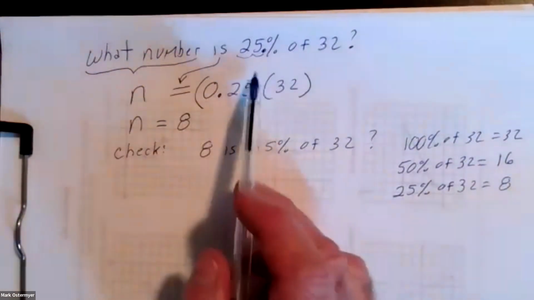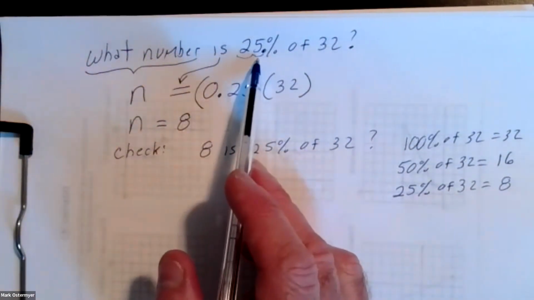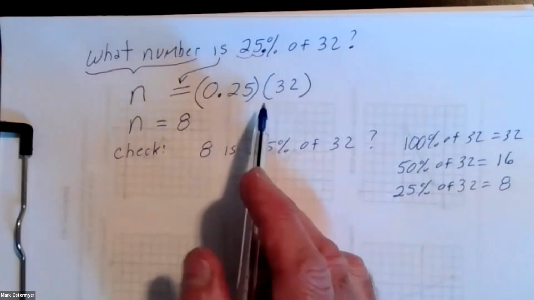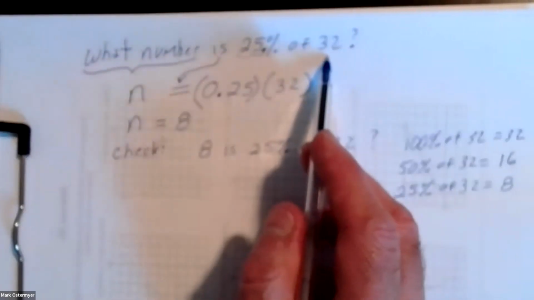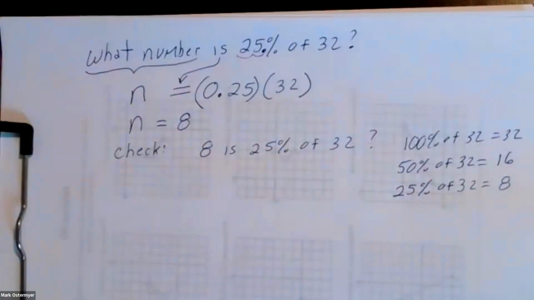Because 25% is 1/4 of something, isn't it? If you eat 25% of a pizza, ladies, I mean, you only consumed 1/4 of the pizza. 1/4 of 32 is 8, isn't it? All righty. Let's try another one here.